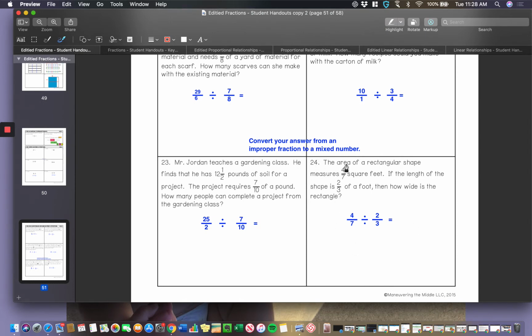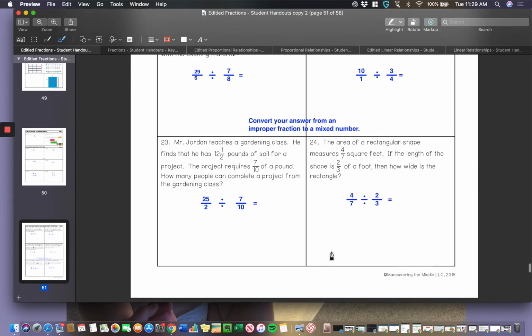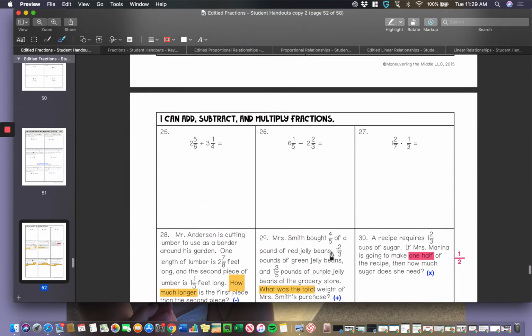For number 24, the area of a rectangular shape measures 4/7 square feet. If the length of the shape is 2/3 of a foot, then how wide is the rectangle? So go ahead and do your keep, change, and flip for that one. For that one, you're not going to get a mixed number.